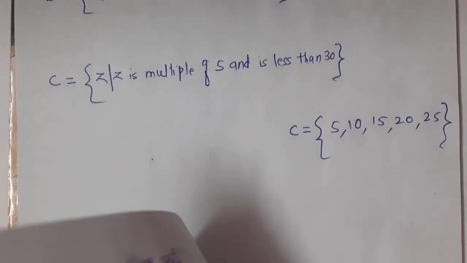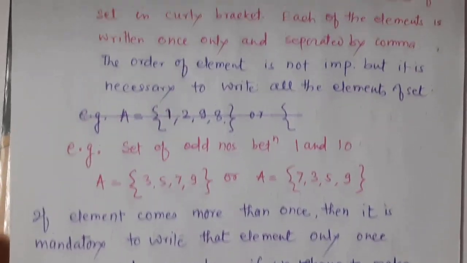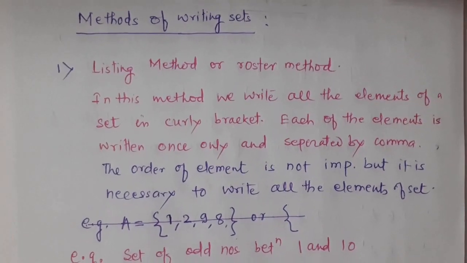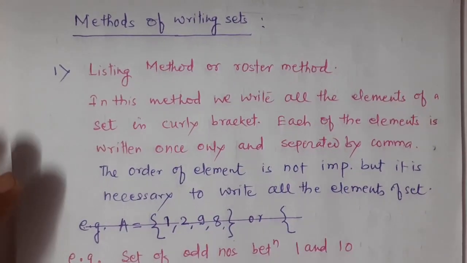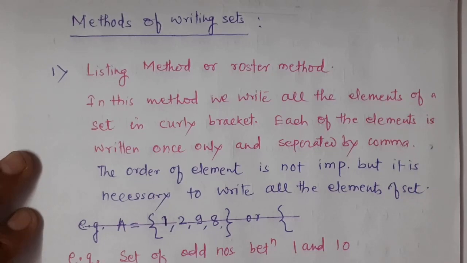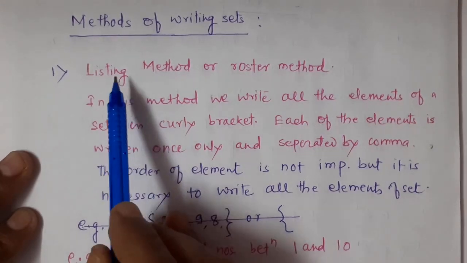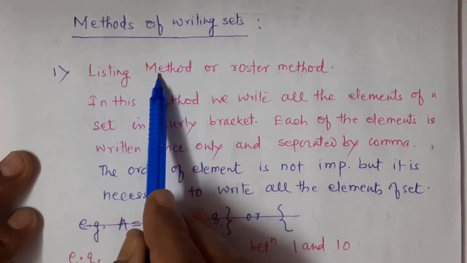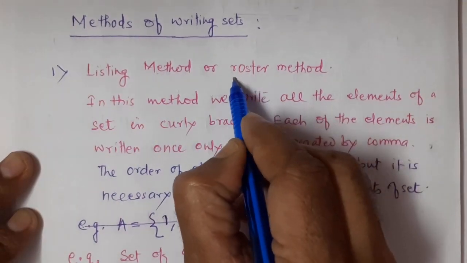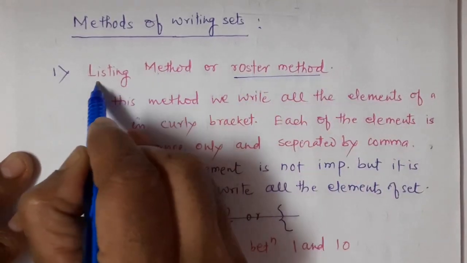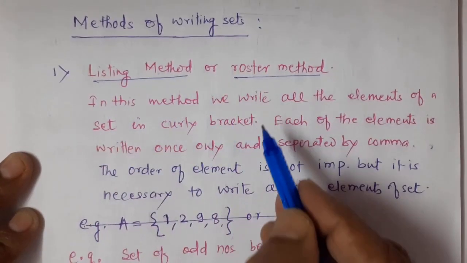Now what we have to see is the methods of writing sets. When it comes to the methods of writing sets, there are two distinct methods. First is the listing method. It is also called the roster method.